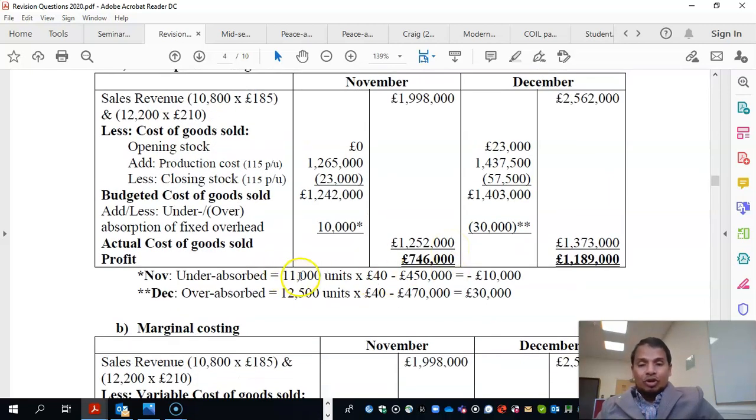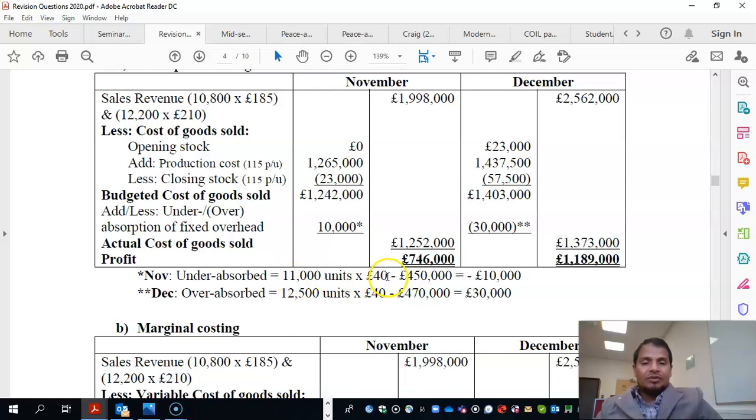So what we absorb means how much we recognize, how much we recorded, right? So how much we produced, this is what the production cost. In our production cost, we recognize this amount of fixed cost, right? 11,000 times 40. 40 is the fixed cost per unit. This is what is included in 115. Okay, but actually cost is 450. So we recognized 440, right?